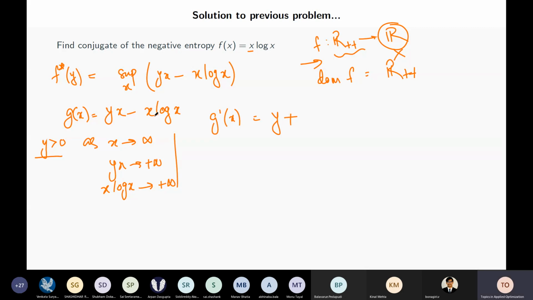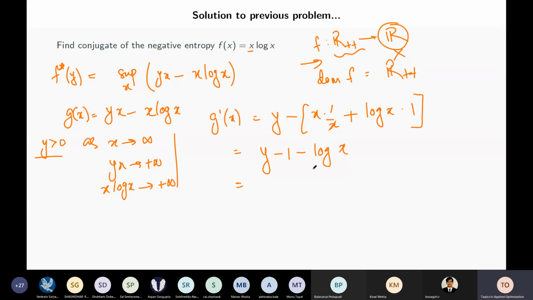And this is x log x, right? So this is not really plus here, this is minus. So we have to take the derivative with respect to x: first function into the derivative of the second, plus second into the derivative of the first. So this is y minus 1 minus log x. So this is the function we have.